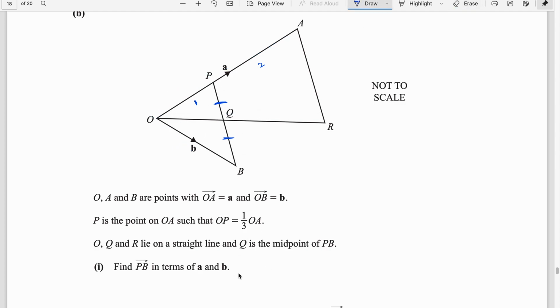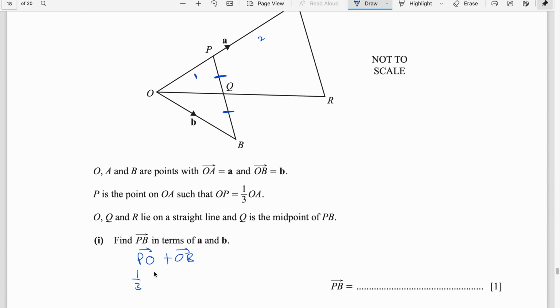So PB is PO plus OB. Now PO is 1 by 3 of AO, so 1 by 3 of negative A. Be aware of the direction. Plus OB is B. So final answer is B minus A by 3.